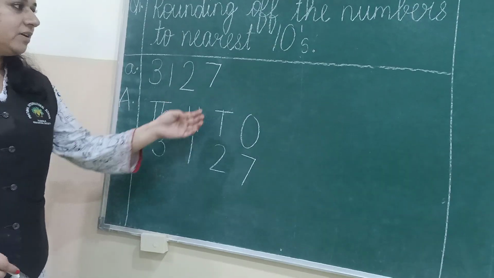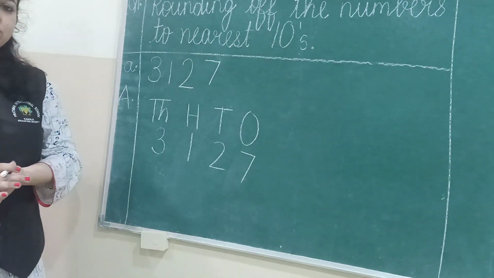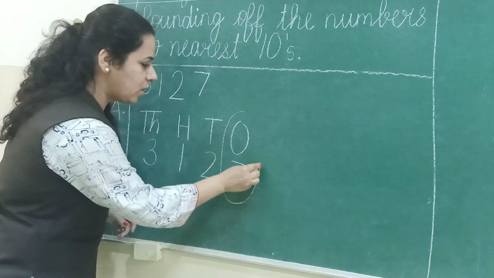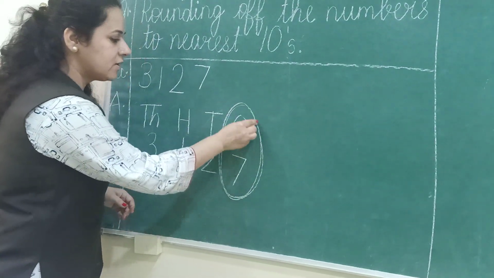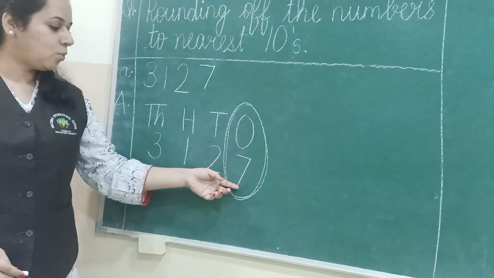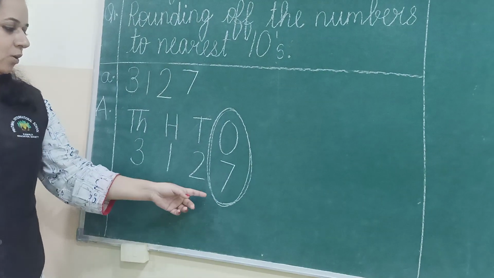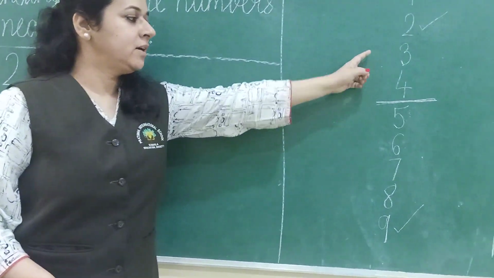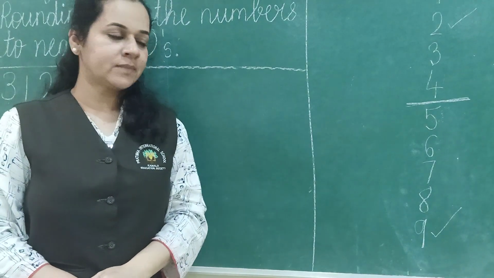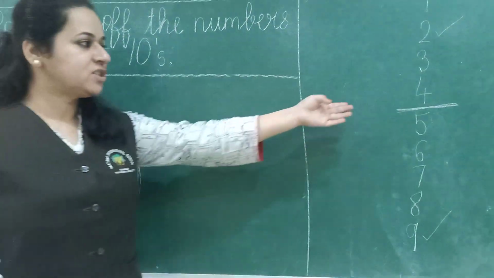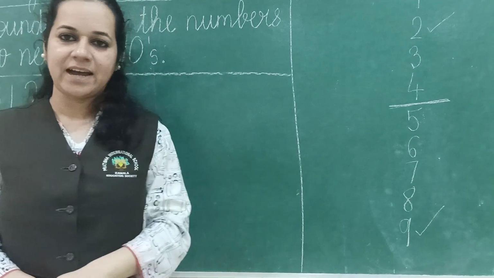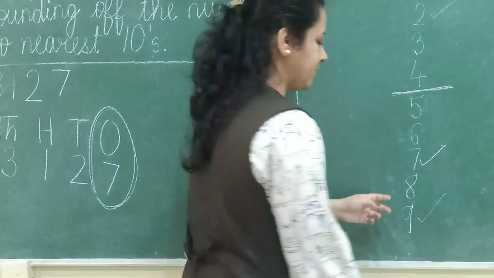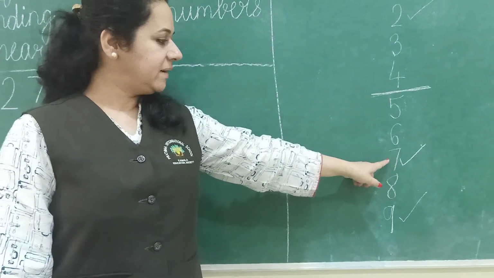Now for converting the numbers to nearest tens, what we will do? First we will see the number on the ones place. Now the number on ones place is smaller than 5 or bigger than 5? Number 7 is smaller than 5 or bigger than 5? The number 7 is bigger than 5.